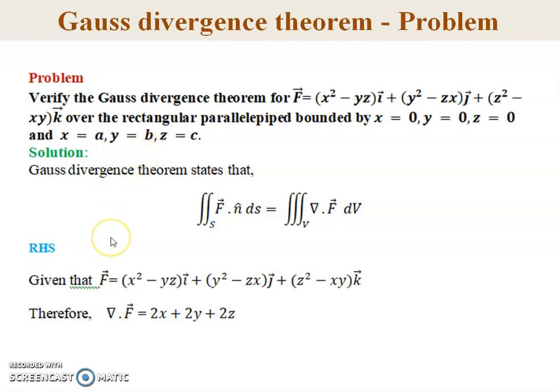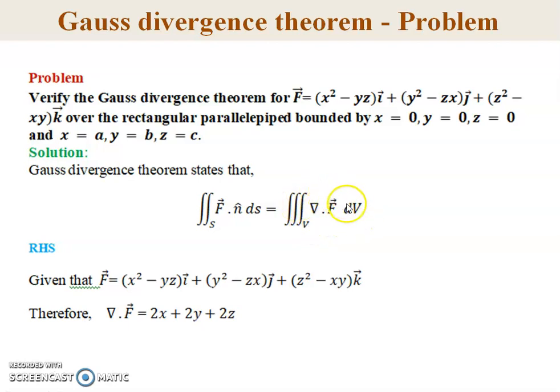First write the Gauss divergence theorem statement. So what is the statement? Double integral over S of F vector dot n cap dS is equal to triple integral over V of del dot F vector dV. So we are going to prove LHS equal to RHS. First we are going to find RHS. What is RHS here? Triple integral over V of del dot F vector dV.